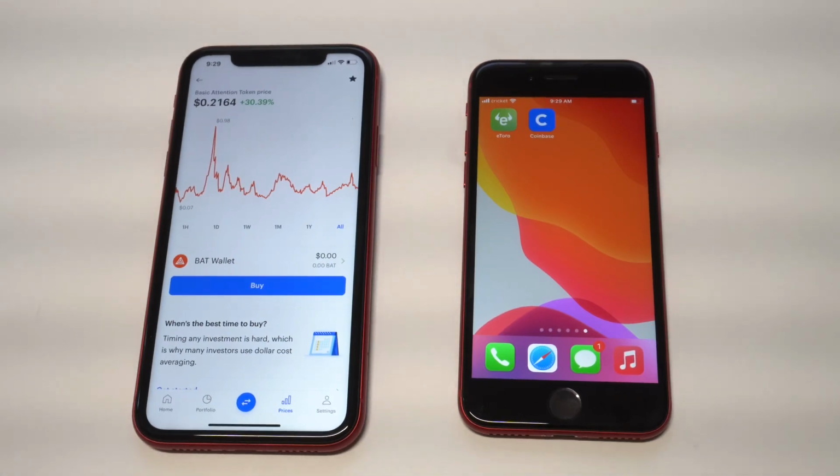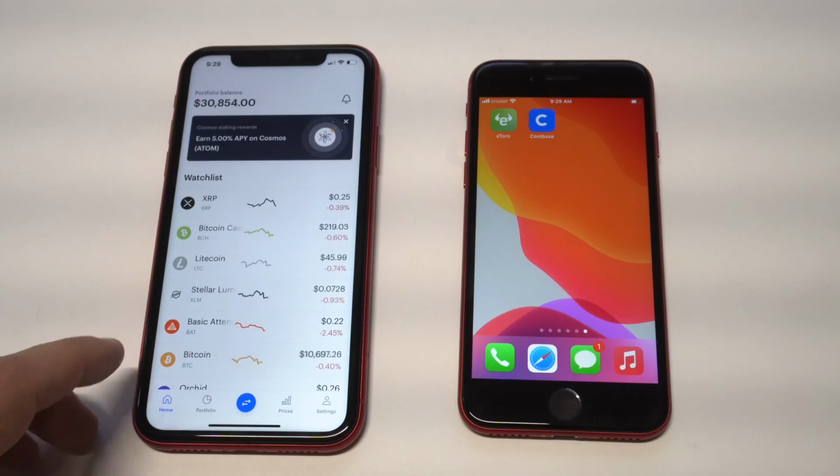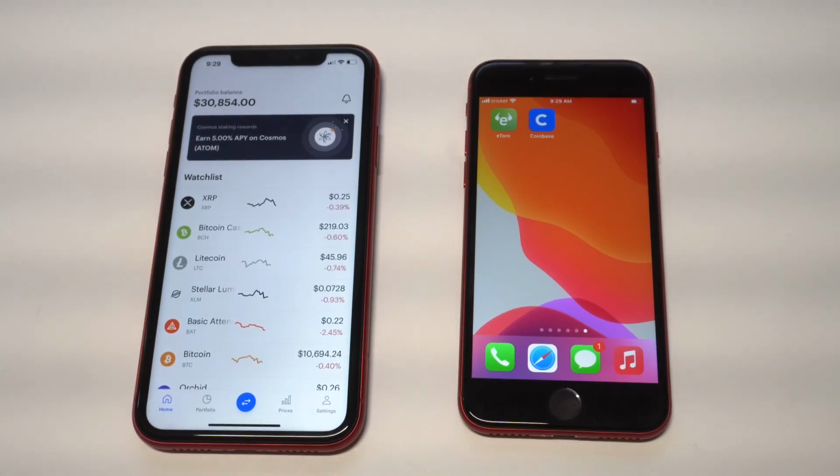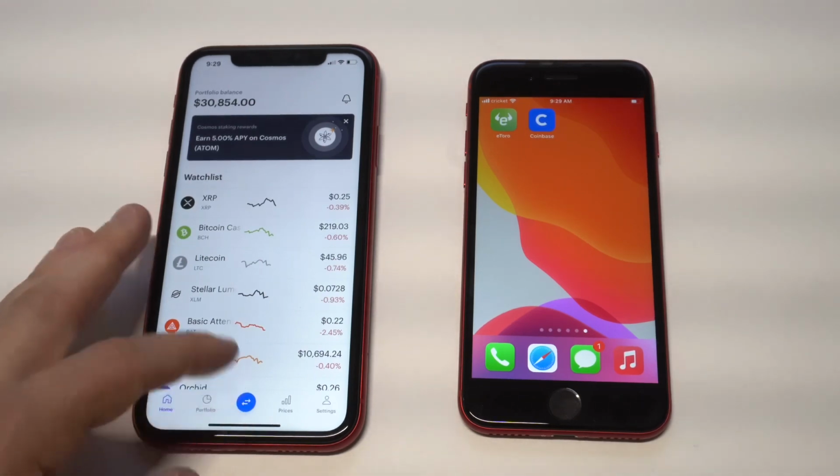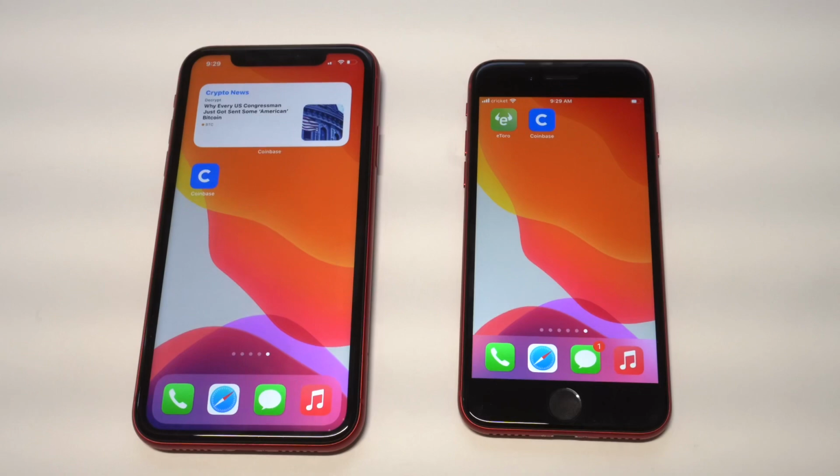But anyways, guys, if you want to learn more about using the Coinbase app to make money going into the rest of this year and then into the future, I'll have some resource links in both the description and comments of this video. And more importantly, I love the iOS 14 widgets for the Coinbase app.